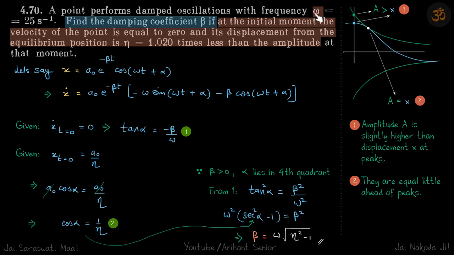We are given a damped oscillation with a frequency. We need to find the damping coefficient beta if initially velocity is 0 and displacement is eta times less than amplitude.